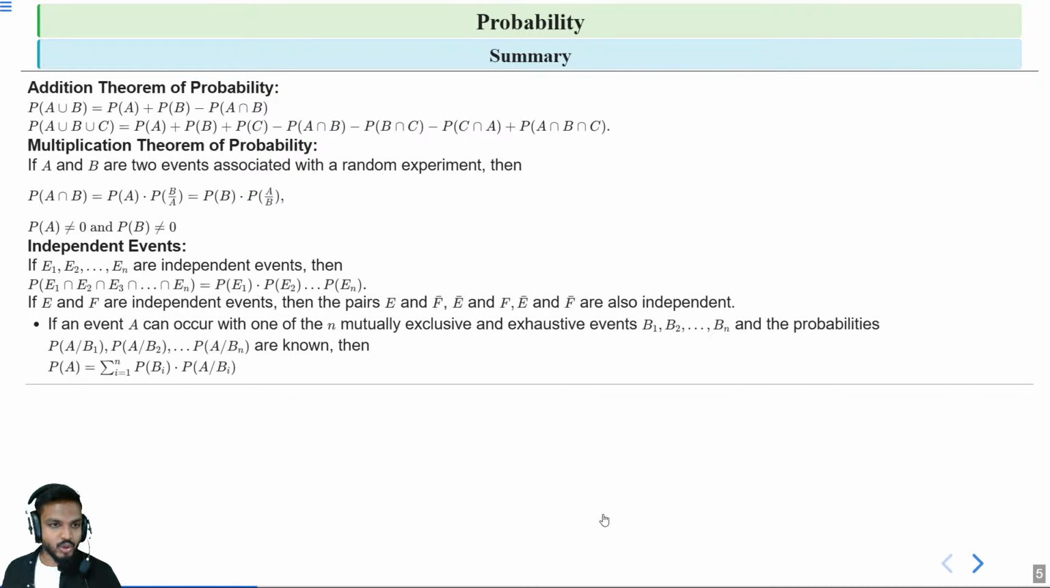Next is the total probability theorem. If we have an event A and n mutually exclusive exhaustive events like B1, B2, dot dot dot, Bn, and we also have the values of probability of A given B1, probability of A given B2, up to probability of A when Bn has already occurred, then if we want to find the probability of A, it is given by summation i equal to 1 to n of probability of Bi into probability of A given Bi. Okay.